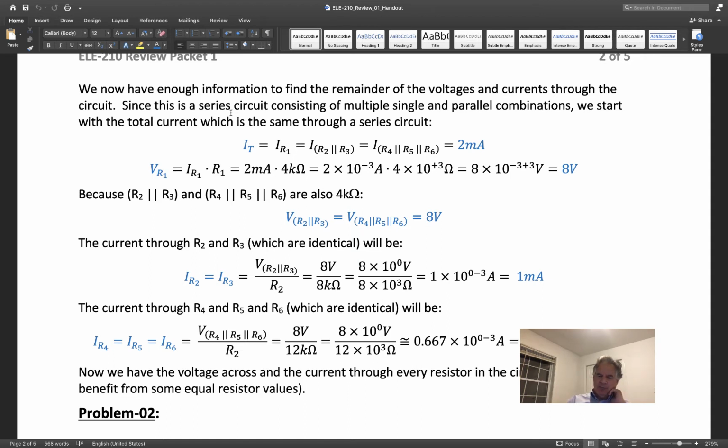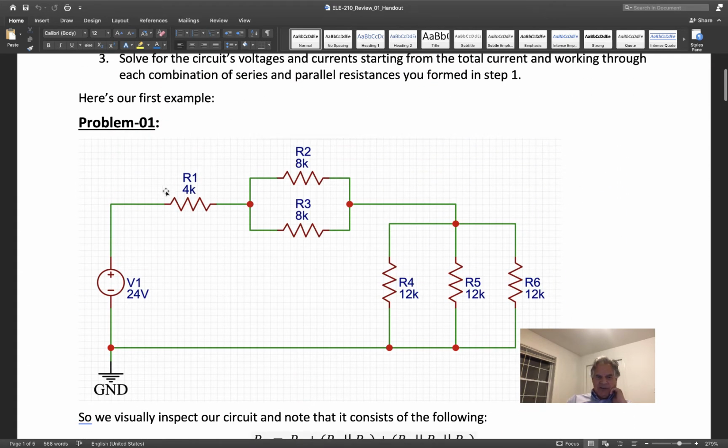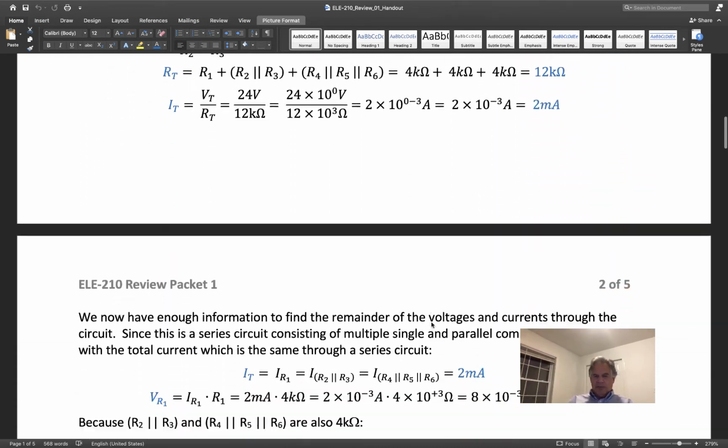There are no highways for the current to enter or leave. So if you think of this circuit as R1 is a glomp, R2 and R3 together is a glomp, and R4, 5, and 6 together is a glomp, whatever current flows out of our 24 volt supply has to flow through R1, it has to flow through the combined glomp of R2 and R3, and it has to flow through the combined glomp of R4, 5, and 6. I don't even know if glomp is a word.